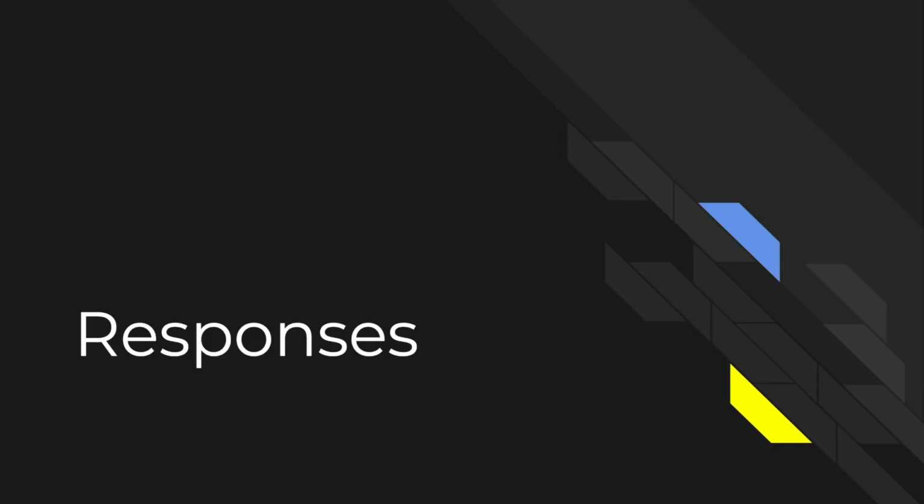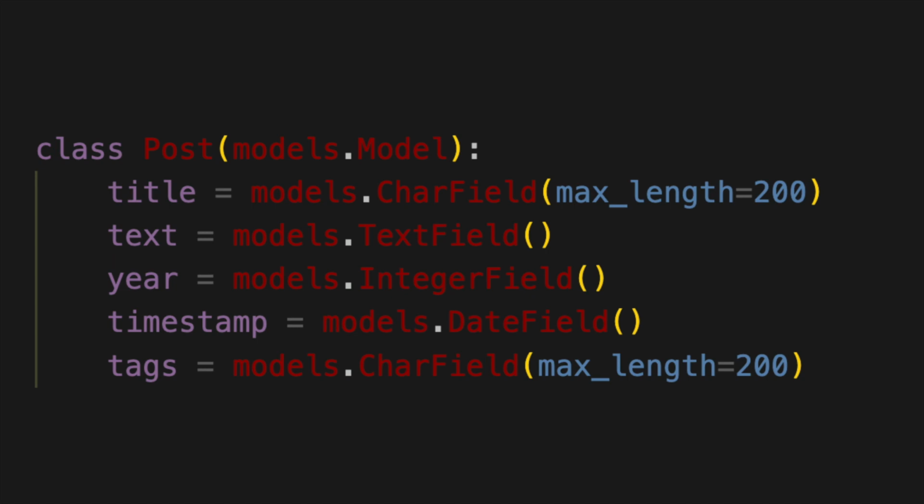Now, responses, right? Sometimes outputting nice results is as hard as parsing the data. Let's take an example, the following database model. So yeah, this is a blog post with a bunch of fields. And now we need to output a list of these posts.